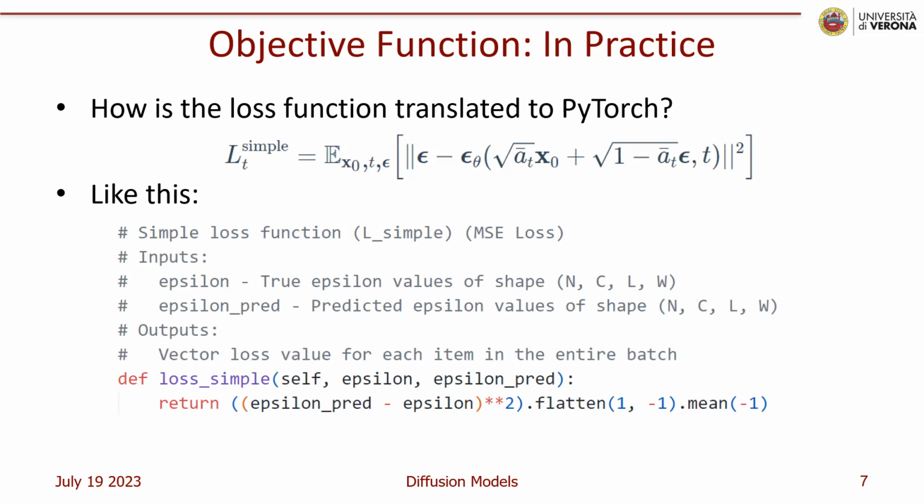So all the derivations, all the simplification, all of that just brought us to this really simple loss function that we're going to train our model on, which is just the mean square error between the predicted epsilon and epsilon ground truth.